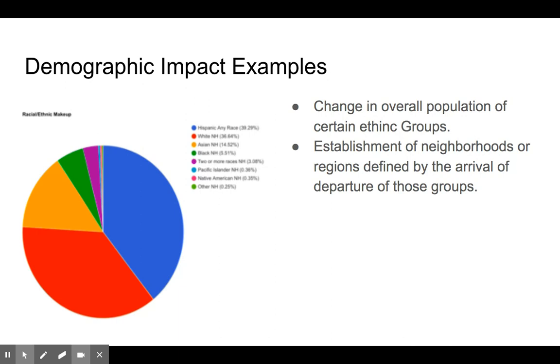So then you were asked to think about the demographic impact. And once you have your example of whatever your sending or receiving society is historically, and it can certainly be contemporary as well, you have to be thinking about some of the demographic impacts, which would be the change in the overall population of certain ethnic groups, as well as the establishment of neighborhoods or regions defined by the arrival or departure of those groups. So you have to be thinking about the population increase as well as the shift in population and where those populations are moving to and from. That would really be thinking about the demographic impact of a sending or receiving society.